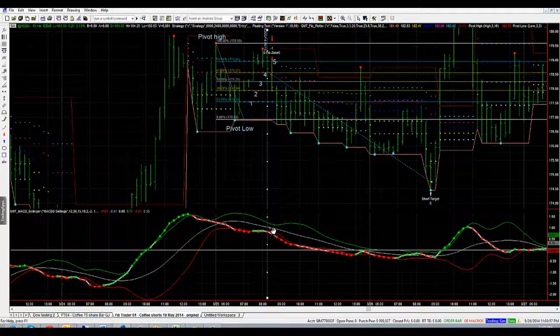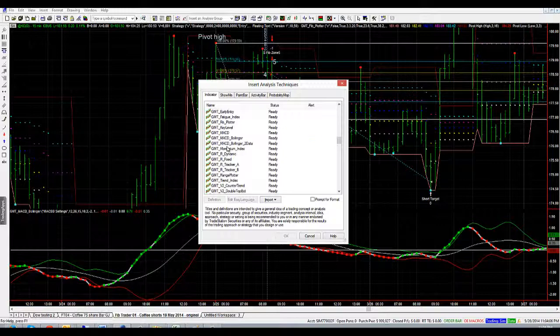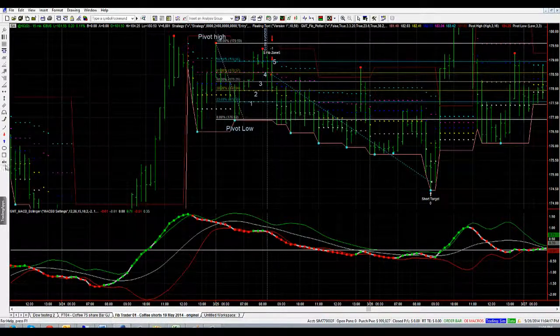Now let's have a look and see what happens when we put our moving average in. We'll put a moving average in, and we'll just load one up now. I'll insert analysis, just a standard moving average. What we covered there was the MACD sell entry, which is fairly stock standard. Now we're going to do the moving average entry.